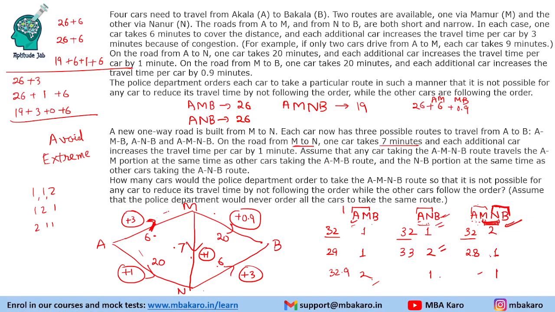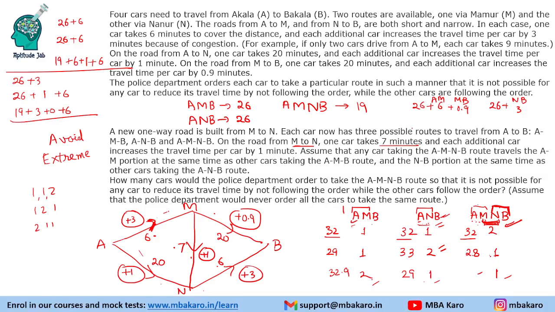Now the car from A and B, 26 minutes normal time. AN, it is not experiencing any other car. Okay, so no extra time for this. Now from NB, it will have one extra car. Okay, so obviously it will take 3 more minutes. So total 29 minutes in this case.